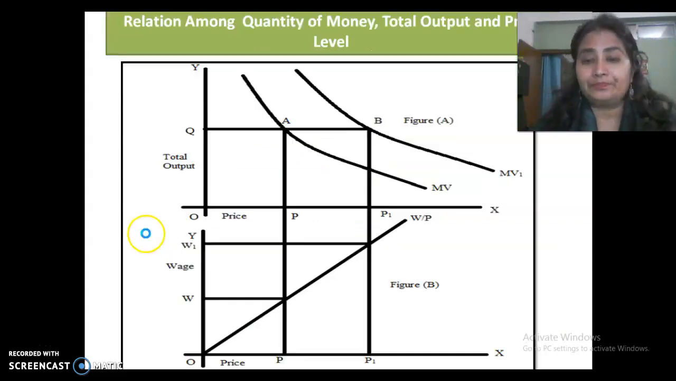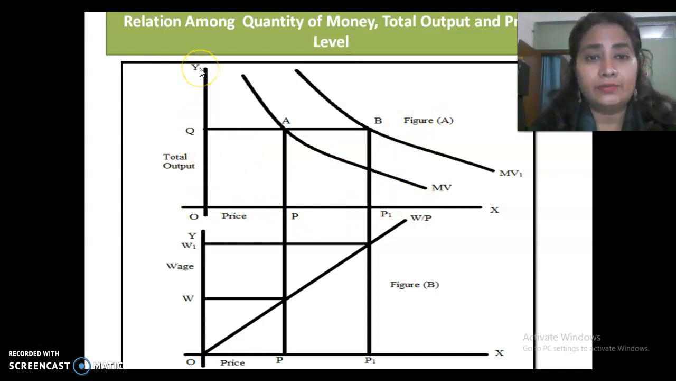Now let us discuss the relation among quantity of money, total output, and price level. In figure A, the horizontal axis measures price level and the vertical axis measures total output, and in figure B, the horizontal axis measures price level and the vertical axis measures the wage rate. Here in figure A, you see at total output OQ and price level OP is the equilibrium, where money supply is equal to money demand.